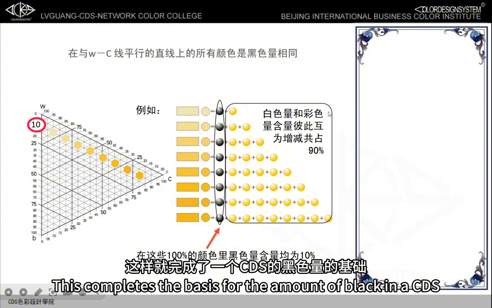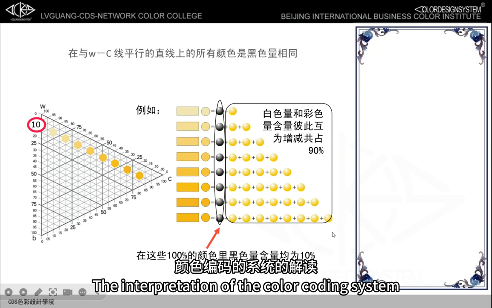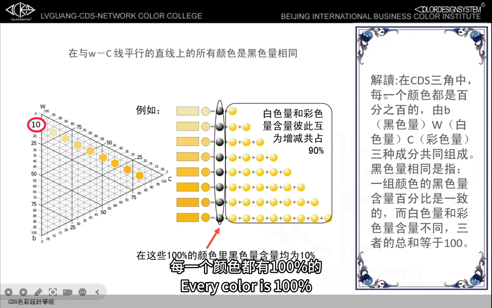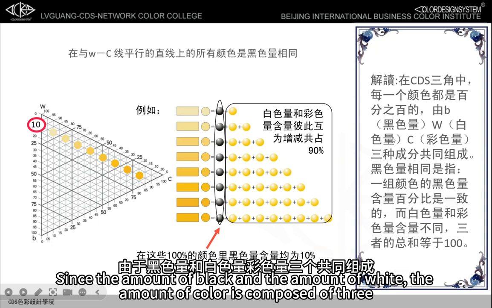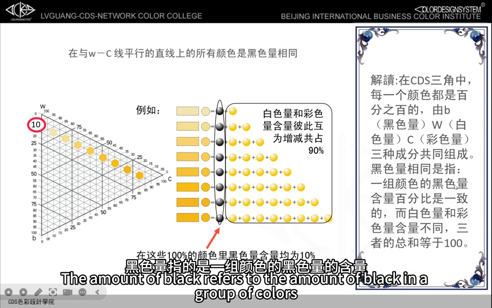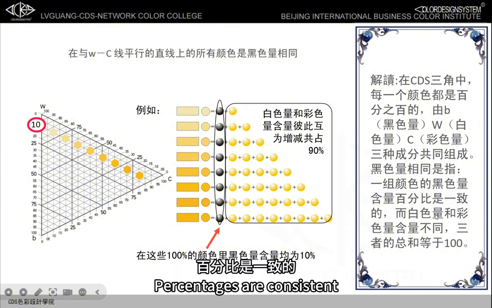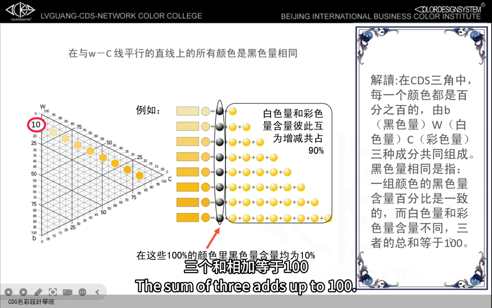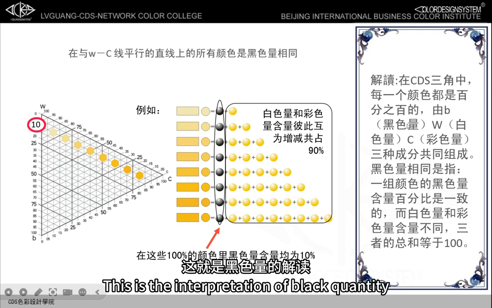This completes the basis for the amount of black in a CDS, the interpretation of the color coding system. In the CDS triangle, every color is 100%. The amount of black, the amount of white, and the amount of color make up the 3 components. The amount of black refers to the amount of black in a group of colors. Percentages are consistent, while the amount of white and the amount of color differ. The sum of the 3 adds up to 100. This is the interpretation of black quantity.